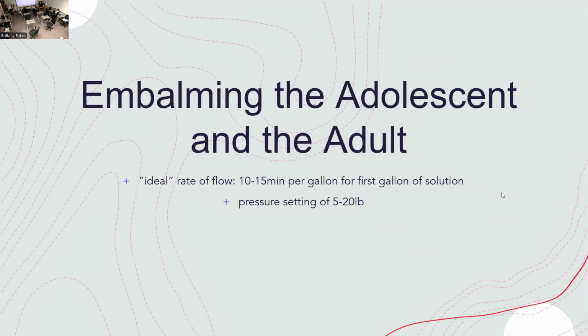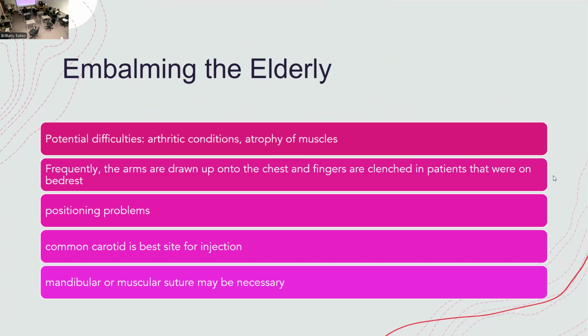Embalming the adolescent and adult. This is our standard procedure, typically our routine. Ideal rate of flow is 10 to 15 minutes per gallon, and then pressure setting 5 to 20 pounds.